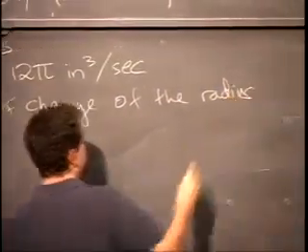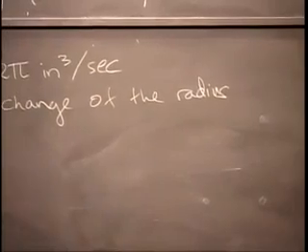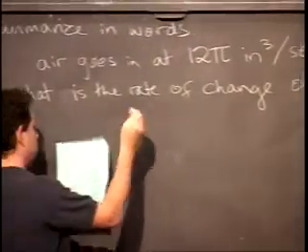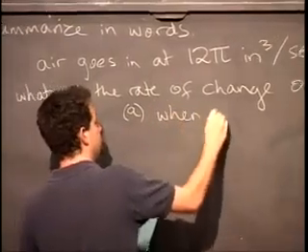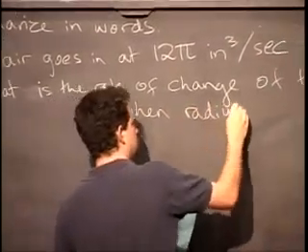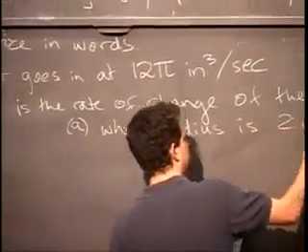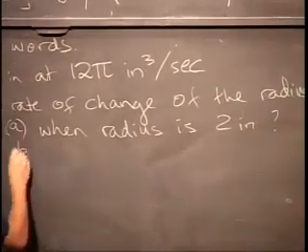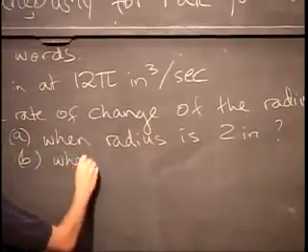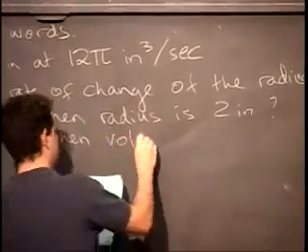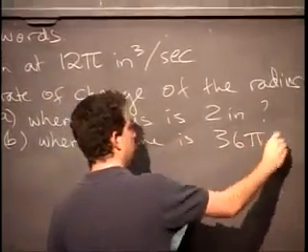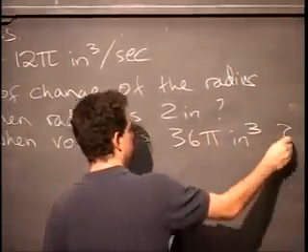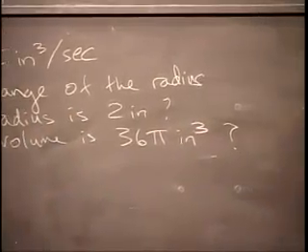and there's two parts. Part A, when the radius is 2 inches, and part B is instead when the volume is 36 pi cubic inches. So there's two separate parts.